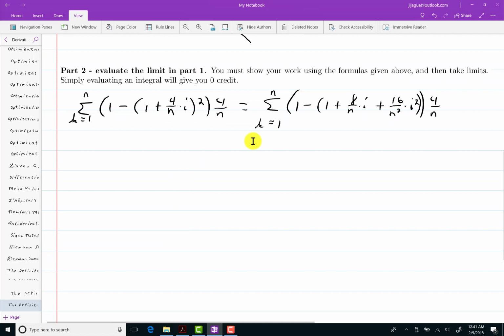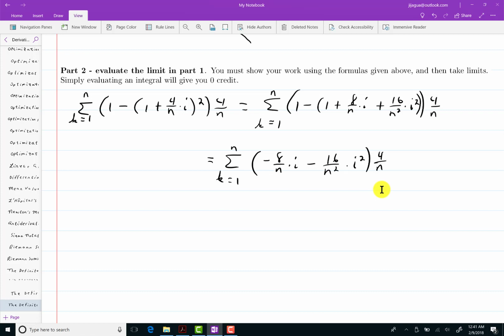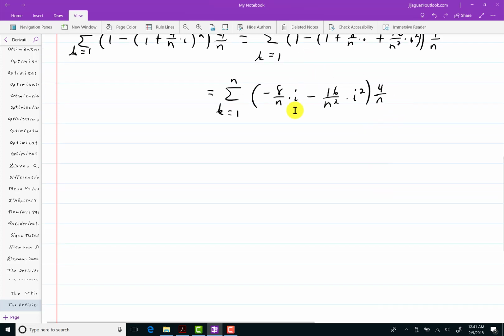Now let me go ahead and multiply the negative through. Notice that the 1's will cancel, and I'll be left with negative 8 over n times I. This expresses the negative of the answer. Negative 16 over n squared times I squared times 4 over n. I'll go ahead and multiply the 4 over n through.